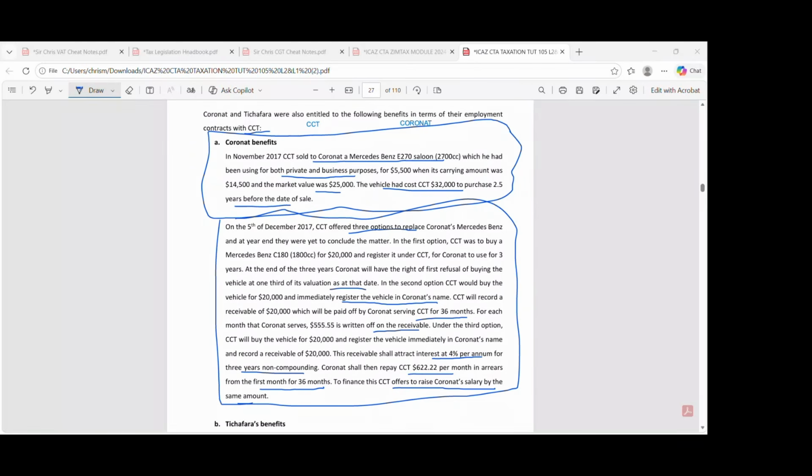So the required panel vanotokuti iwewe advise colonat na CCT. So they might need you to advise both on the most income tax efficient option. Advise both colonat and CCT on the most income tax efficient option in respect of the motor vehicle transaction, looking at each individual taxpayer.